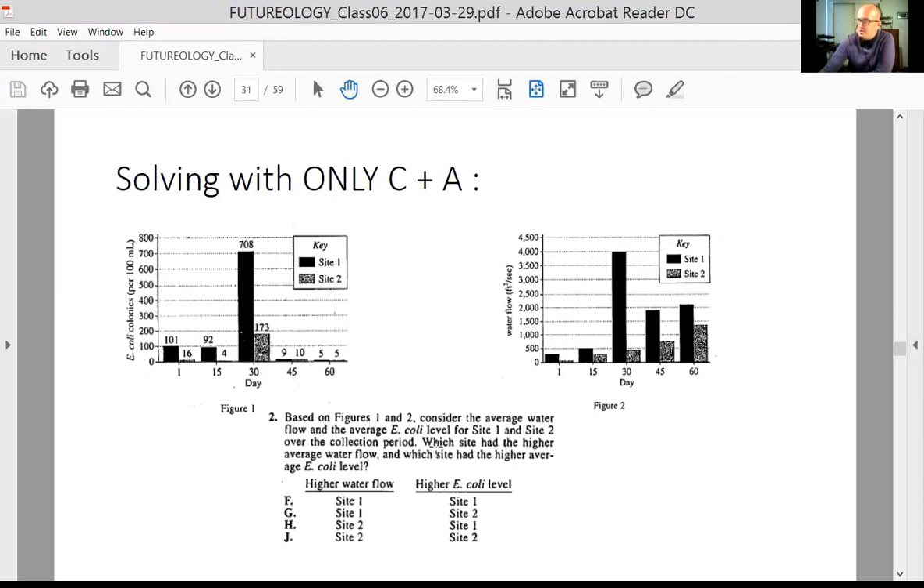Then they ask the question, which site had the higher average water flow and which site had the higher average E. coli level? Oh, so this is like a POE question like we saw earlier, where we've got one column and then another. If we wanted to, we could just focus on this one column first, the one with higher water flow. And so what we ask ourselves is, where do they talk about higher water flow?